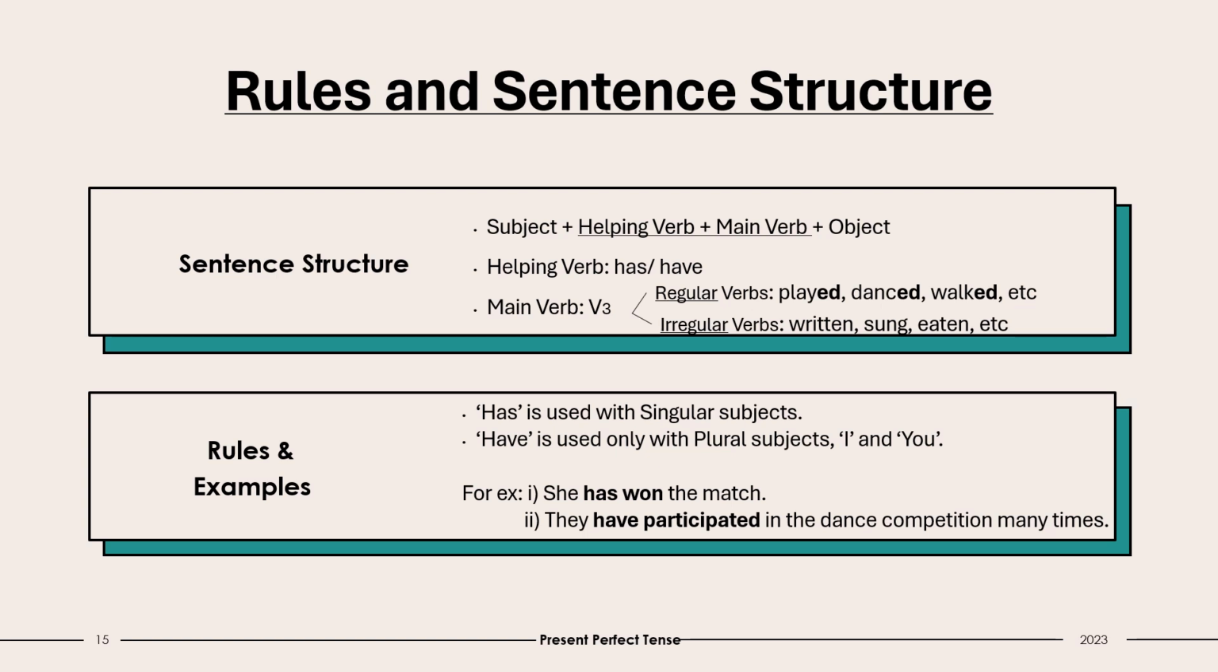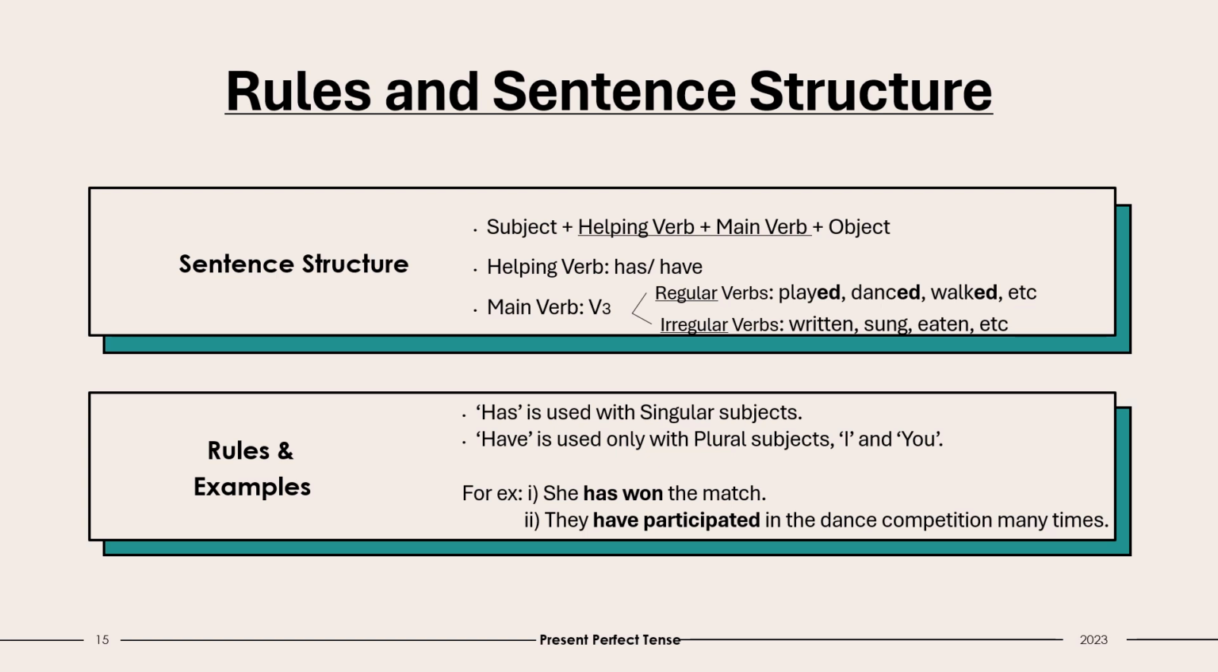It is again divided into two categories. We have regular verbs and irregular verbs. So most of the verbs can be converted into the third form by simply adding ed at the end. For example, played, danced, walked, etc. So all these verbs have ed at the end.